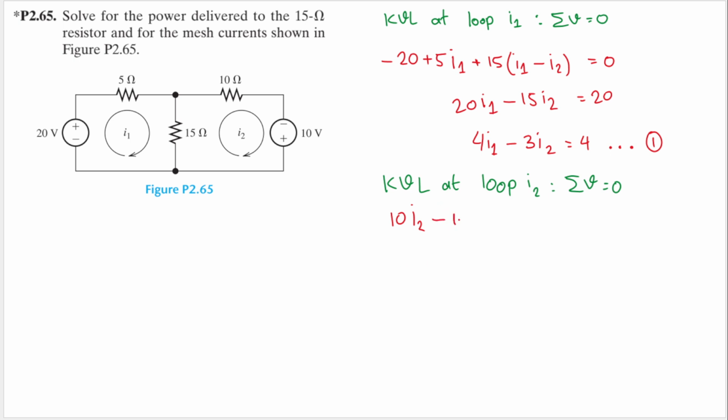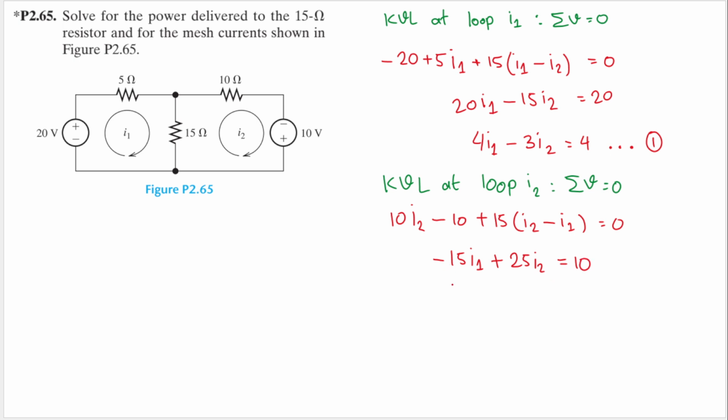So we'll have 10 volts here, and then plus 15. But now we are working on loop I2, so we write I2 first. But then I1 is flowing in the opposite direction, so minus I1. All of that will equal 0, right? Let's break this down. I will have 15 multiplied by minus I1 here, so I will have minus 15 I1. And then 10 plus 15, that will be 25 I2. And let's move this minus 10 to the right hand side. So we'll have 10 here.